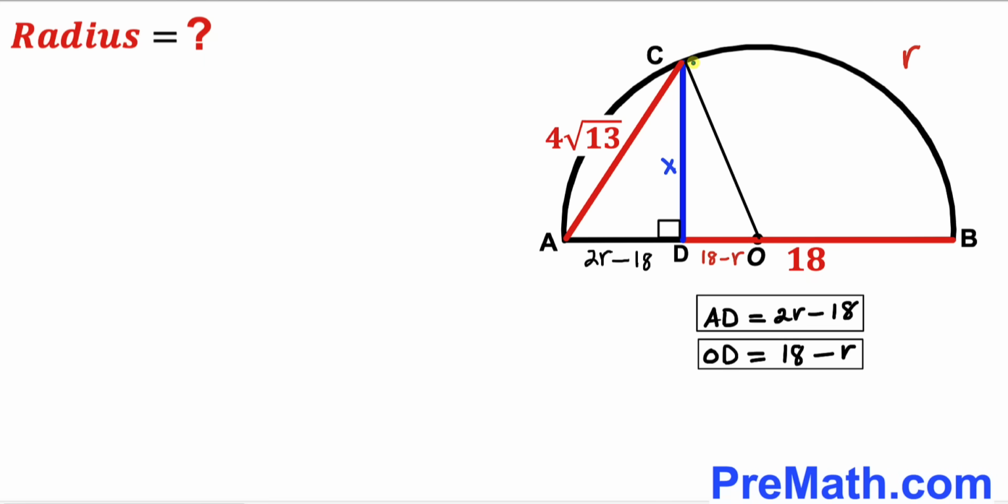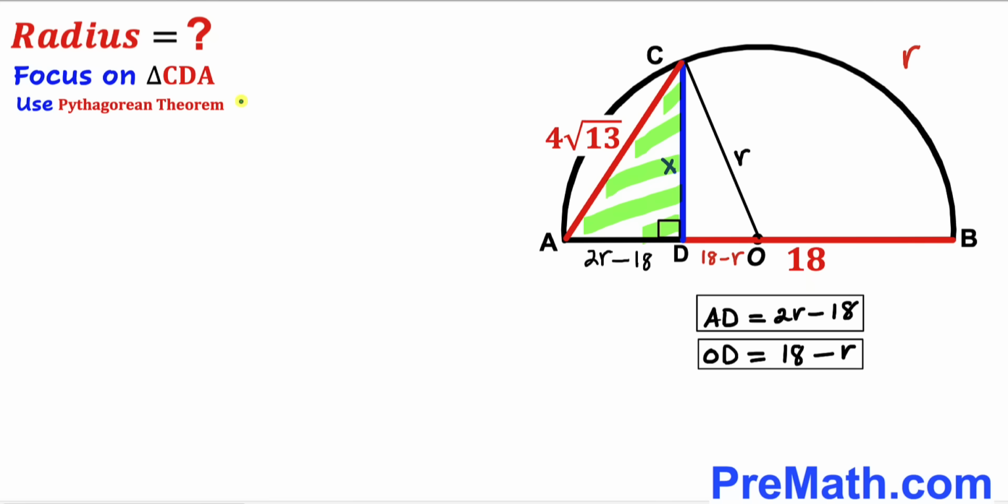And now let's make an observation. We can see that this OC is the radius of this semicircle. So I'm going to label that one as lowercase r. And here's our next step. Let's focus on this right triangle CDA. And we are going to apply the Pythagorean theorem on this triangle.